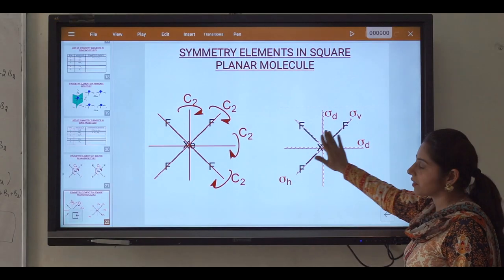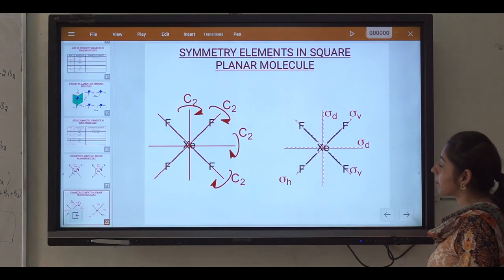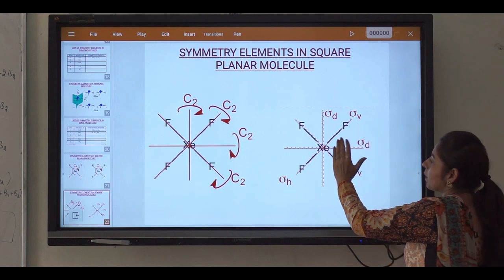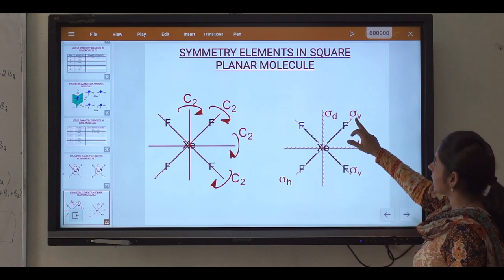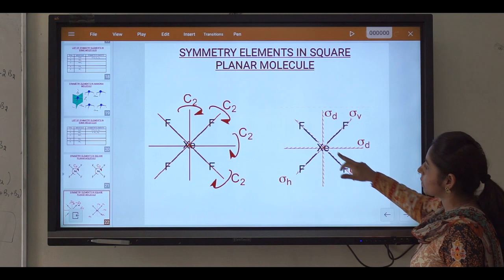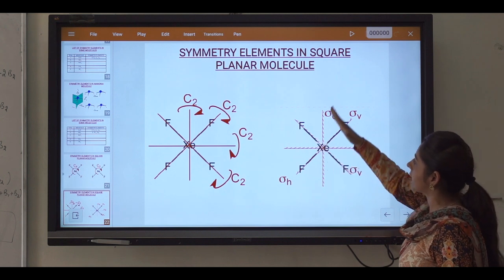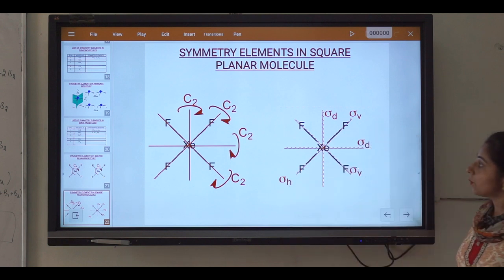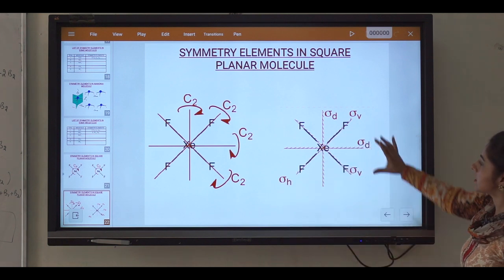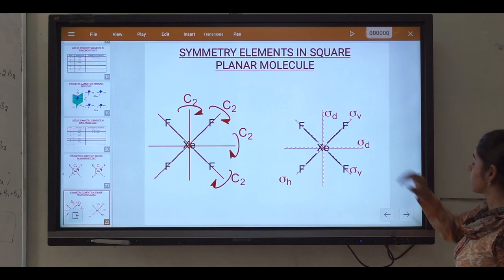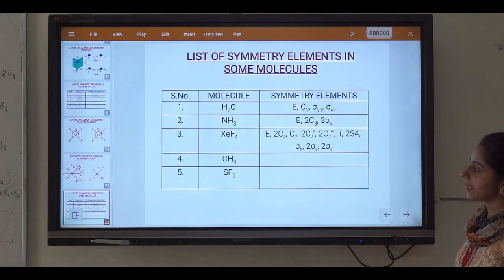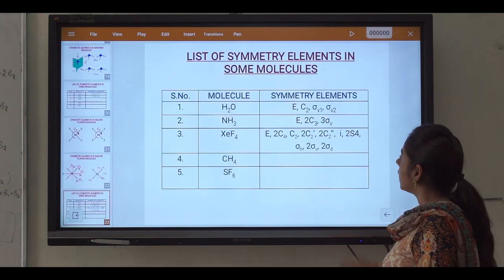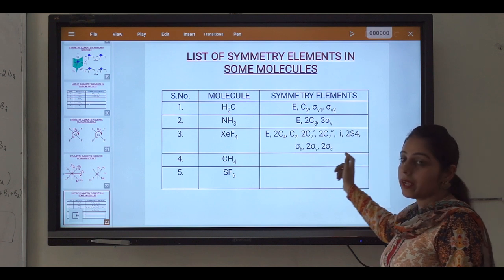Perpendicular to the plane of the molecule, there are 2 other types of sigma, and these include sigma V that passes through xenon and involves 2 fluorine atoms. One is this one, another one is this one. And there are 2 sigma D that bisect the 2 sigma V's. So hence, in xenon F4, these all are the symmetry operations.